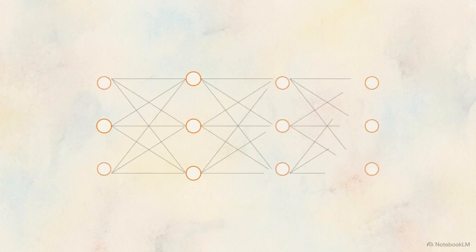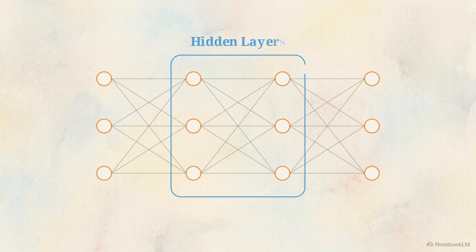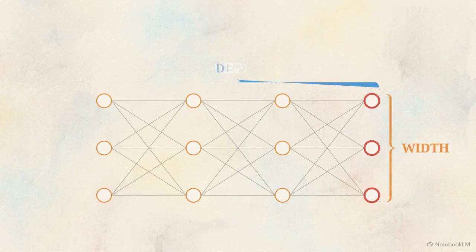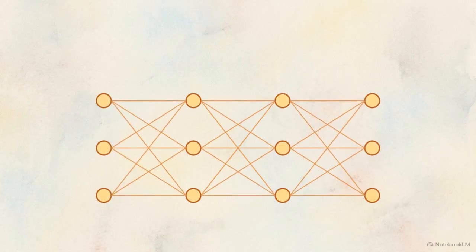By chaining multiple perceptrons together, the outputs of one layer become the inputs for the next. These intermediate stages are what we call hidden layers, and they grant the model the geometric flexibility to wrap around highly irregular data patterns. We measure the scale of these networks through two dimensions. Width is the number of nodes in a single layer. Depth is the total number of sequential layers. This stacked architecture is exactly where the term deep learning originates.